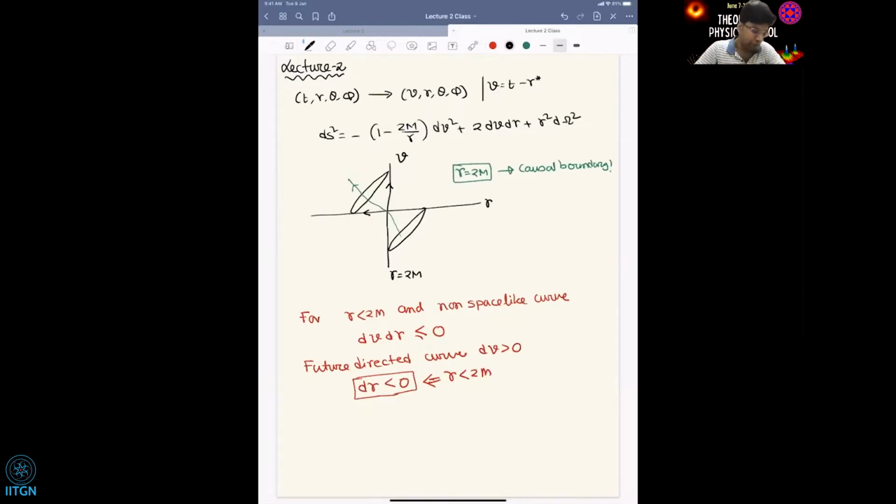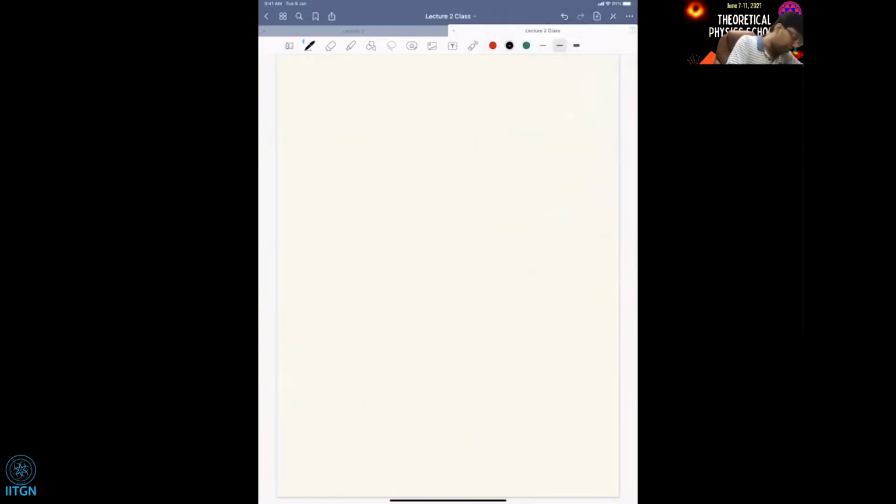To get this, instead of the ingoing light rays, let us now use outgoing light rays, and adopt u equal to t minus r star as one of the coordinates.